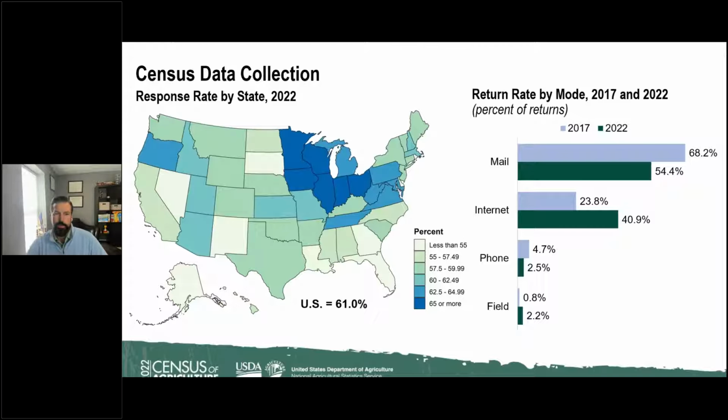NASS continues to apply rigorous, accepted statistical practices and standards to the Census of Agriculture to account for all U.S. farms and the people who operate them. The Census of Agriculture methodology can be found within Appendix A. Next slide, please.